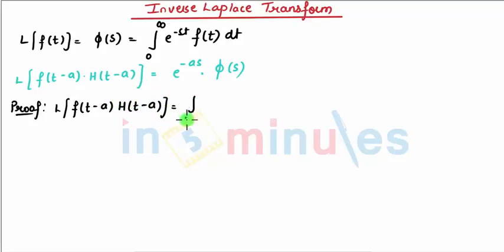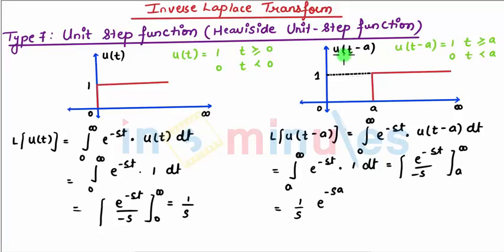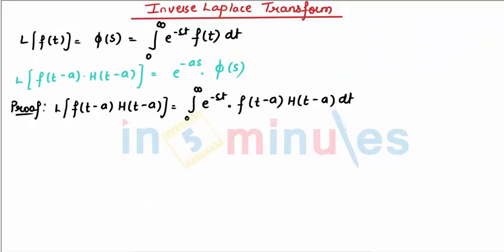I can say 0 to infinity e raised to minus st into f of t minus a, h of t minus a dt. Now this function is valid if you say h of t minus a. We know, as we have seen, if you say u of t minus a, or else you can also say this to be h of t minus a, as this is h of t. So I can say h of t minus a function is valid only for a to infinity.